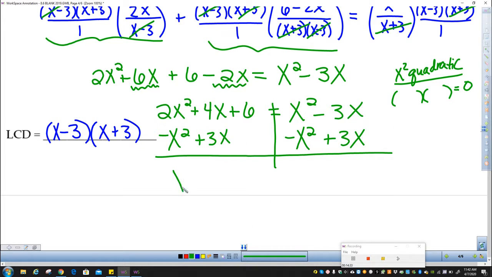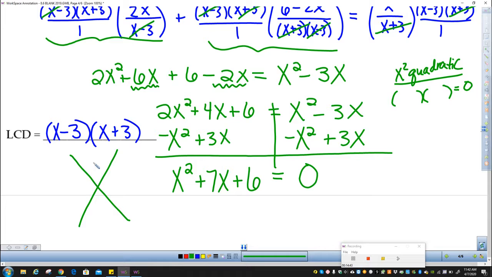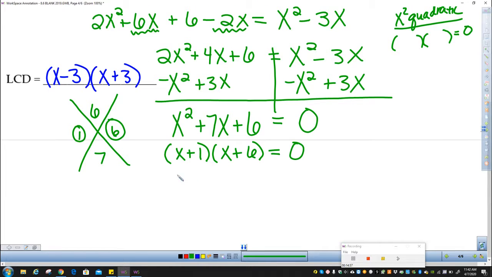And that's going to give us x squared plus 7x plus 6 is equal to 0. So now we have a really nice problem that we can factor. We're going to think, what multiplies to 6 and adds to 7? 1 and 6. So we'll factor this into x plus 1 times x plus 6. And then we are going to set each factor equal to 0 and solve for x. So we have x equals -1 and x equals -6.